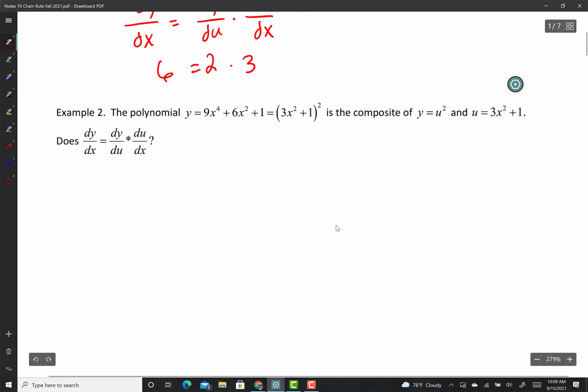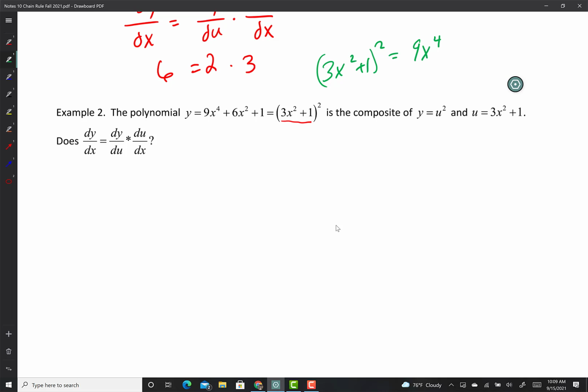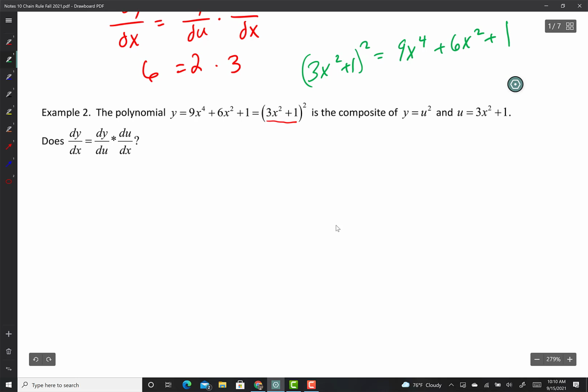Okay, so the polynomial 9x to the 4th plus 6x squared plus 1 can be written as 3x squared plus 1 with a square on the outside. And just for kicks, let's expand this to make sure. 3x squared times 3x squared is 9x to the 4th. 3x squared times 1 is 3x squared, but you're going to have 2 of those, so plus 6x squared. And then 1 times 1 is 1. So notice that 9x to the 4th plus 6x squared plus 1 is just this.